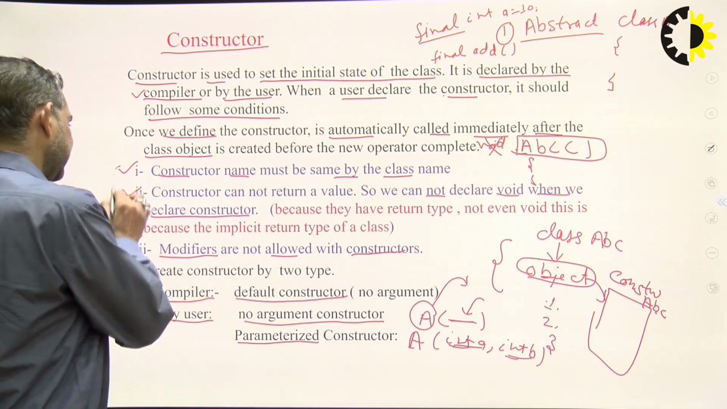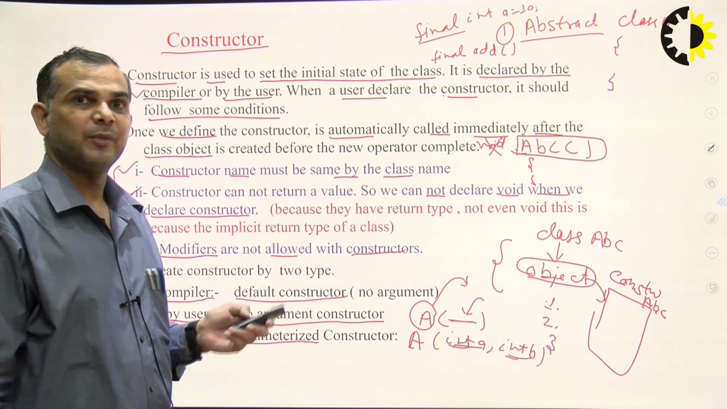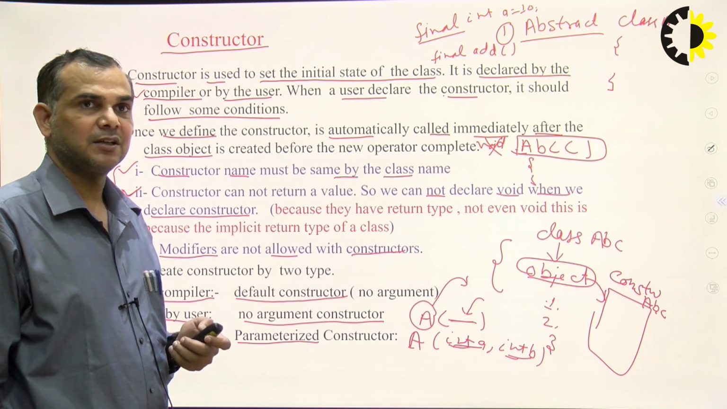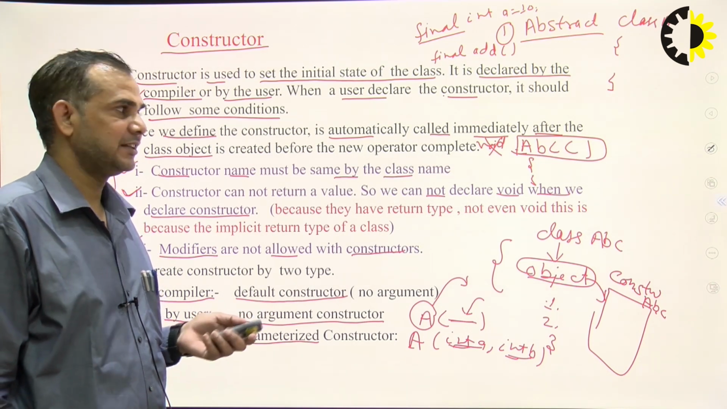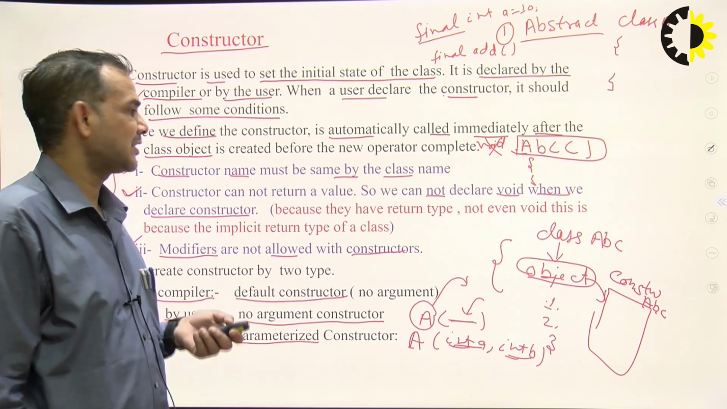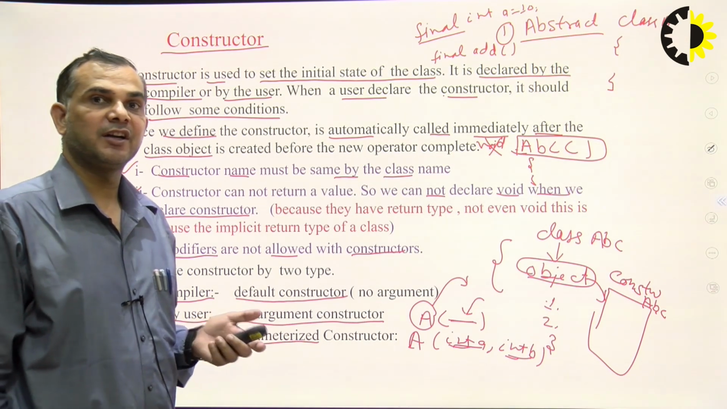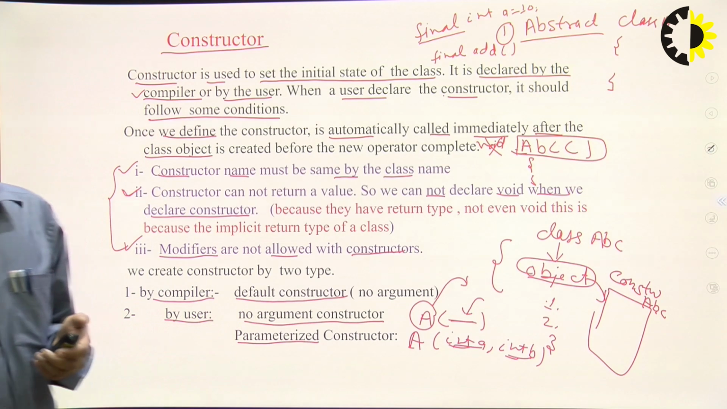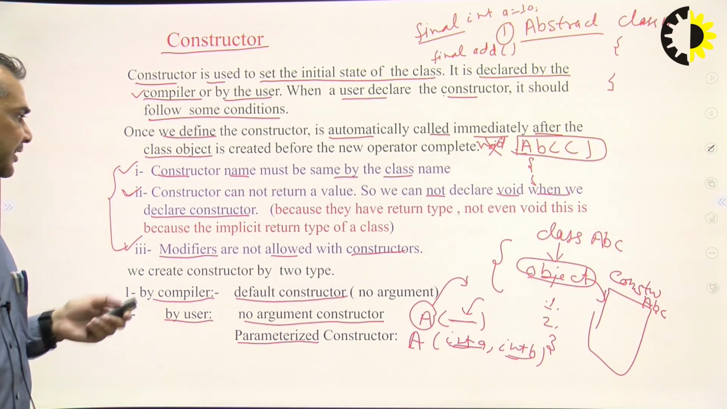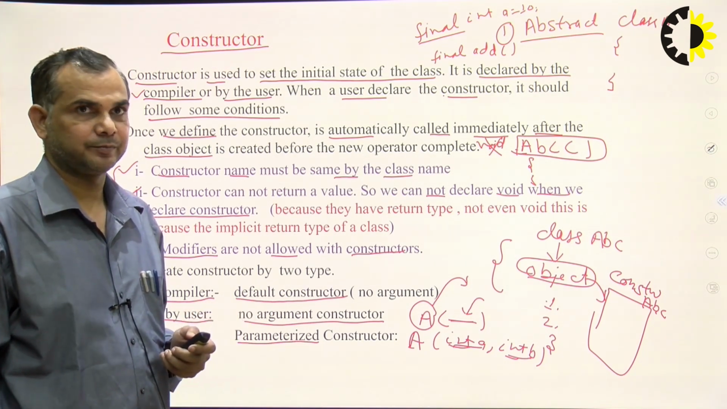So basically there are three properties when we declare a constructor. Constructor name must be same as the class name. We cannot declare a constructor as void, that is, we cannot declare void in front of the constructor. Why? Because constructor cannot return a value, or because they have no return type, not even void. This is because of the implicit return type of the class. And third one is that modifiers are not allowed within the constructor.